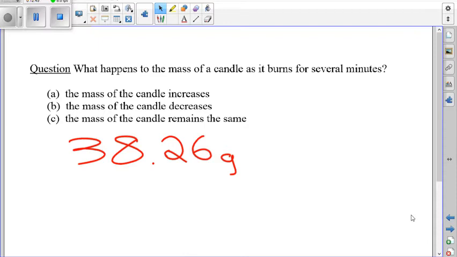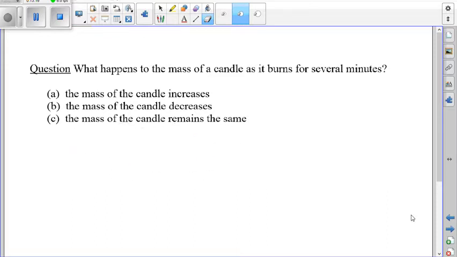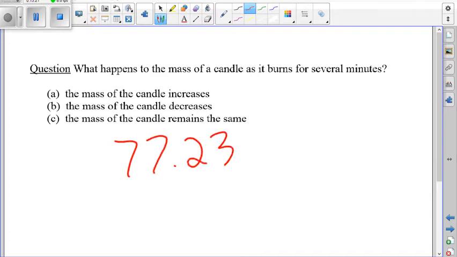What happens to the mass of a candle as it burns for several minutes? So, I've got a candle here. I have it on a little scale. So, you virtual folks, maybe you can see this. Got my little candle. Okay, I'm going to go ahead and zero this. Hamdi, will you come up here and tell me what mass the candle is, pretty please? Just so everyone knows I'm not lying. 77.23. 77.23. There we go. So that's the mass of the candle.